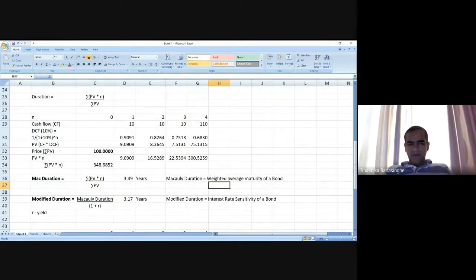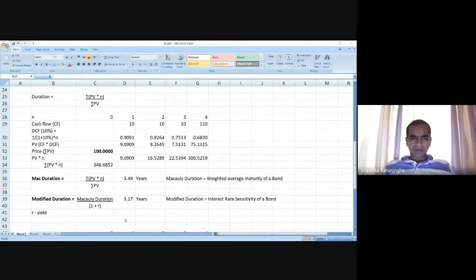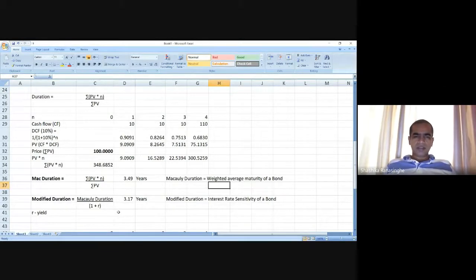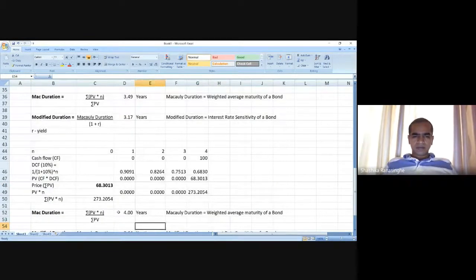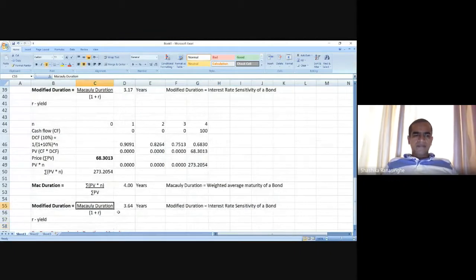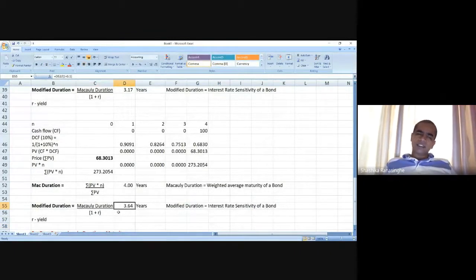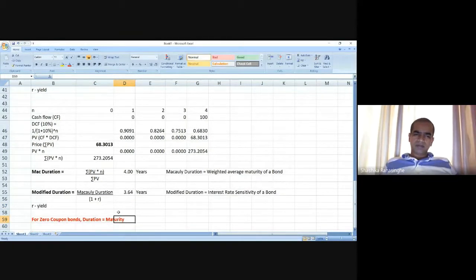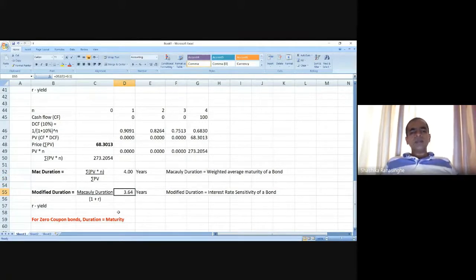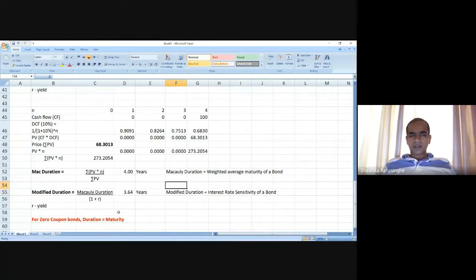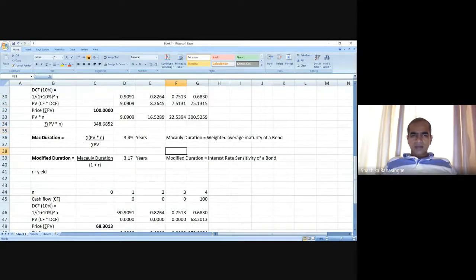No. Why? Because if the maturity of the zero coupon bond is 4 years, it will have an interest rate sensitivity of 3.64, isn't it? The calculation that we just did. If the zero coupon bond maturity is 4 years, interest rate sensitivity will be 3.64, right? My question is, what will be the maturity of a zero coupon bond which has an identical interest rate sensitivity?